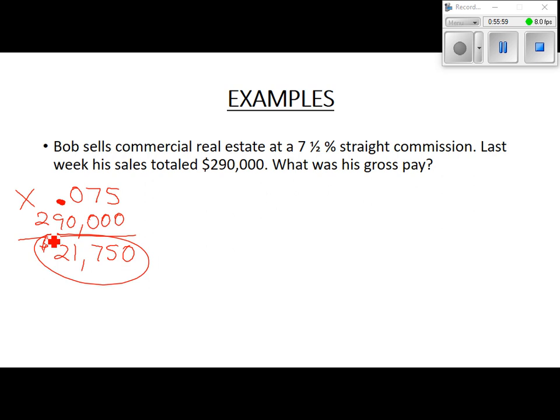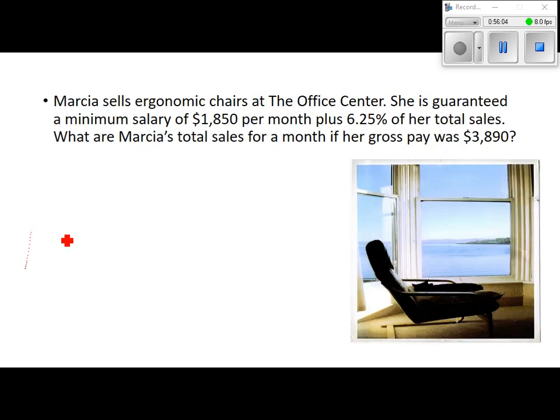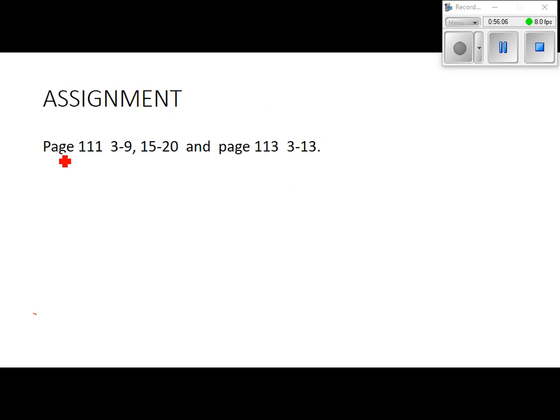Now, that seems like a lot of money. Again, what are you gonna have to make sure you do if you make that $21,000 today? Make sure you do something with it, because if you don't, you go out and buy a brand new car today and then you don't sell anything for the rest of the year, you're out of luck.